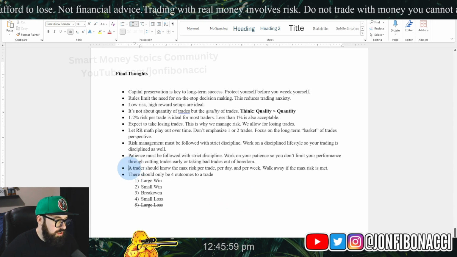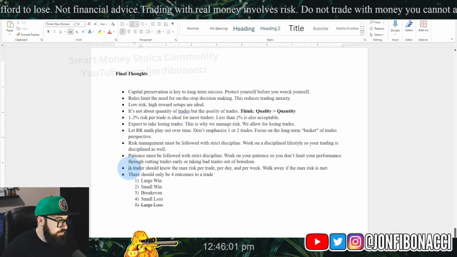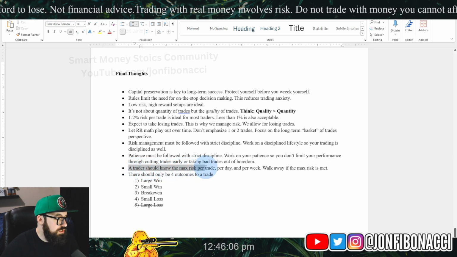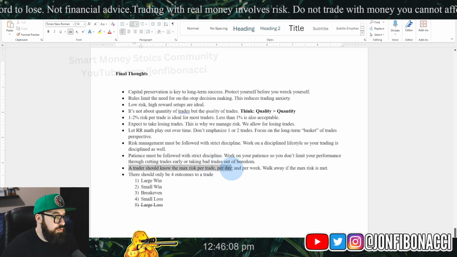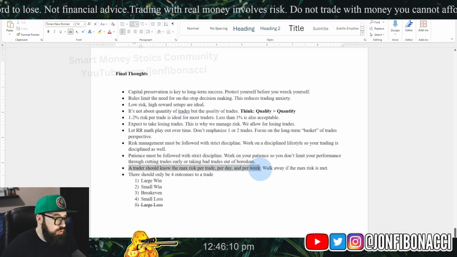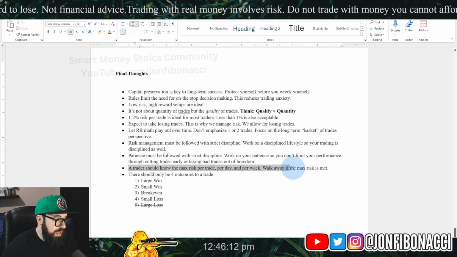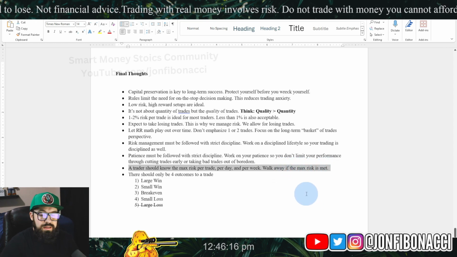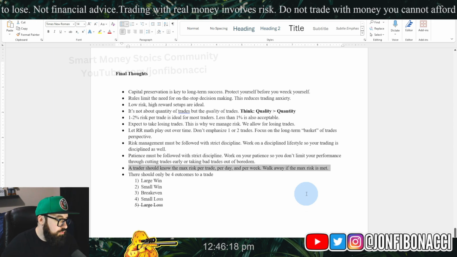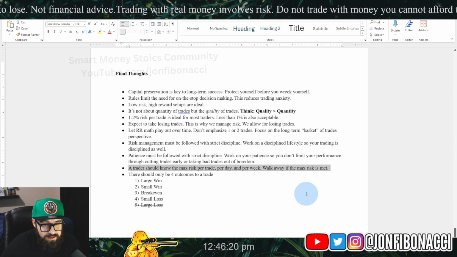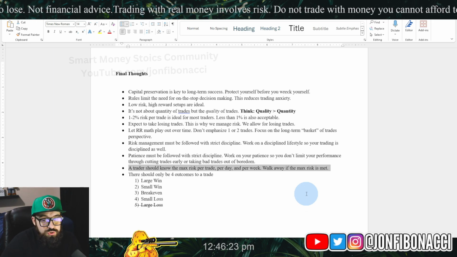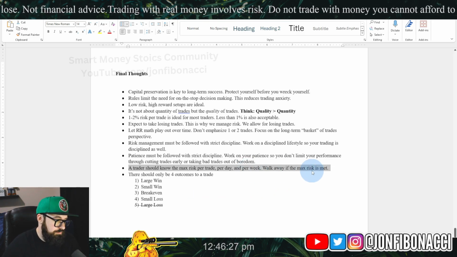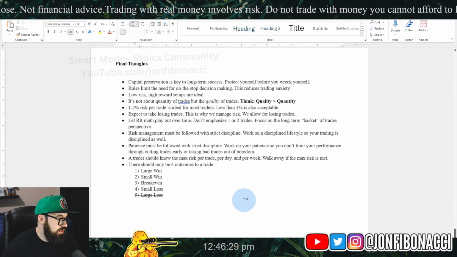I touched on this earlier, but I'll say this again because it's very, very important, even though all of it's important. A trader should know the max risk per trade, risk per day, and risk per week. Walk away if the max risk is met. Okay? Even if, say you got wrecked in the AM session and the PM session offers something juicy. All right, but if you hit max risk, you're done. Okay? And I know that sucks, but you're done.